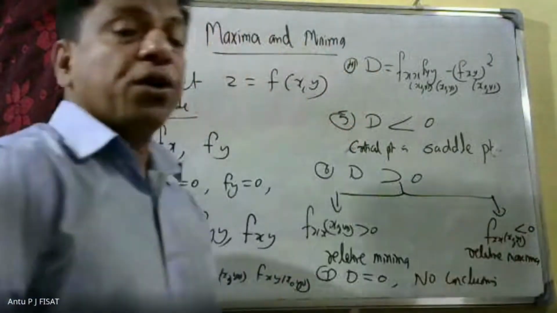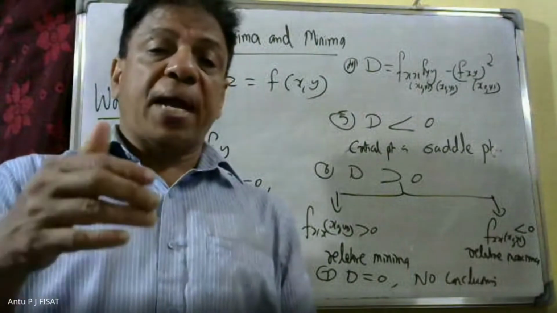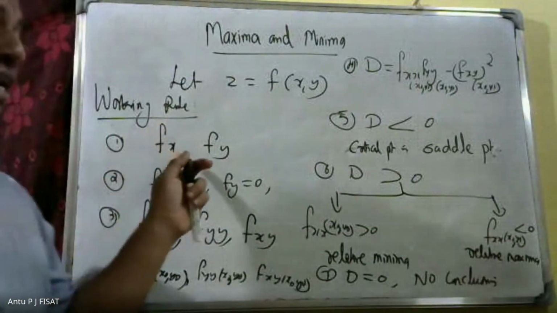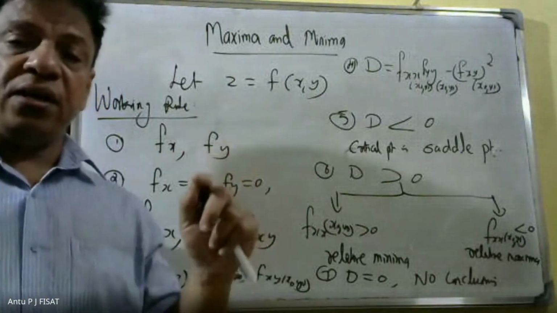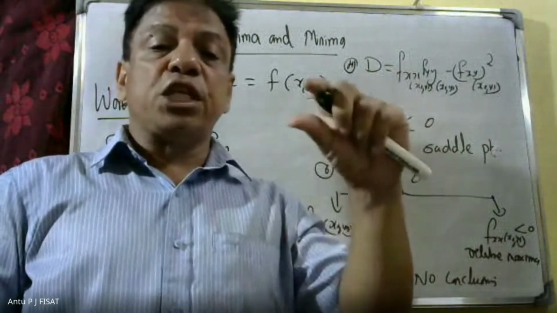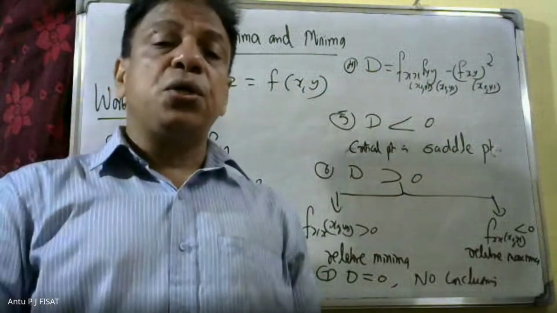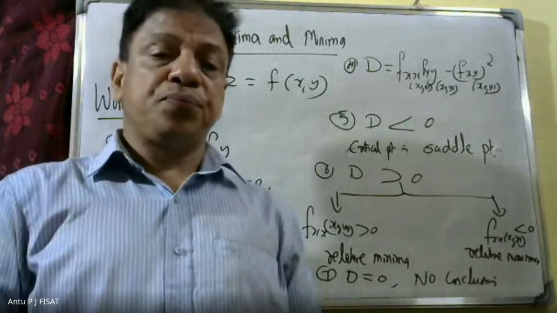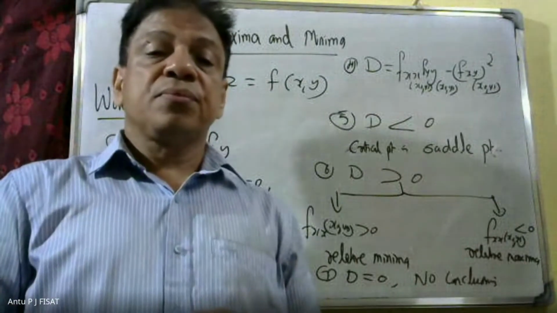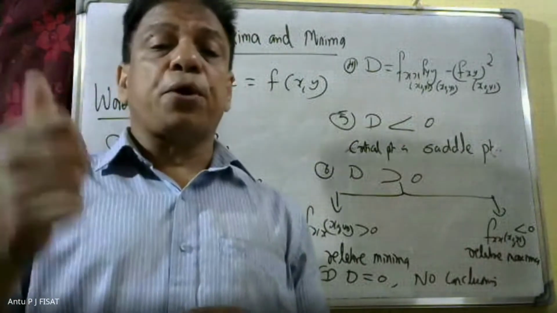This is the procedure for determining extrema of a function. Extrema, maxima or minima or saddle points. The points are, first we calculate fx, fy. We partially differentiate the function with respect to x and with respect to y. We get fx and fy. The second point is fx is equal to 0 and fy equal to 0. Solving these two equations, we get critical points. Either we get 1 point or more than 1 point. Those points are known as critical points.